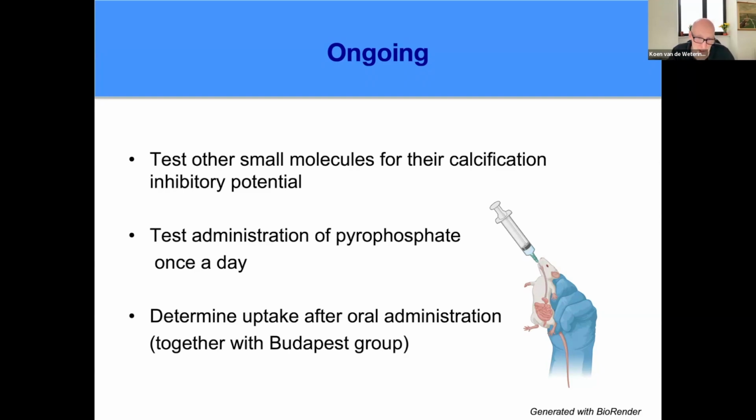And together with the Budapest group, we will try to figure out why in different labs we get different results for the dose of pyrophosphate that we need to give to the PXE mice to prevent ectopic calcification of the soft connective tissues.